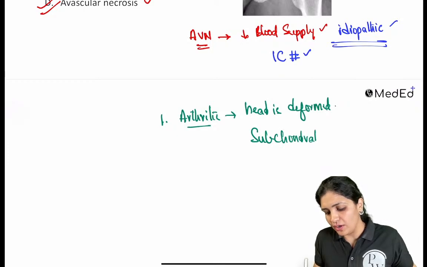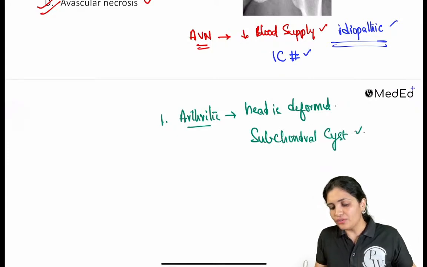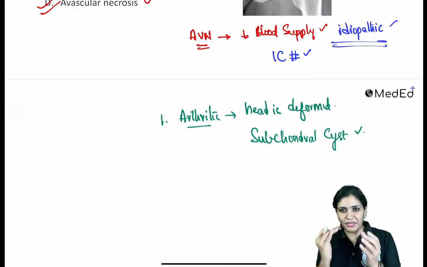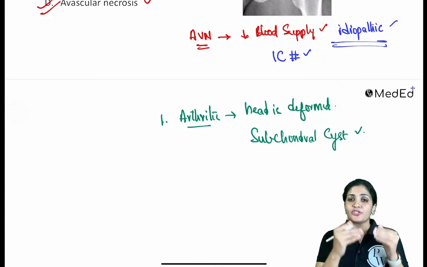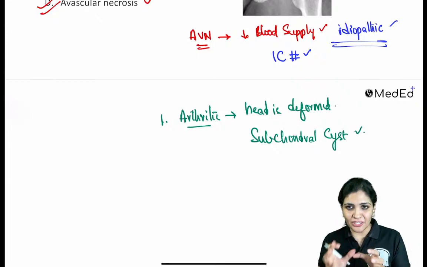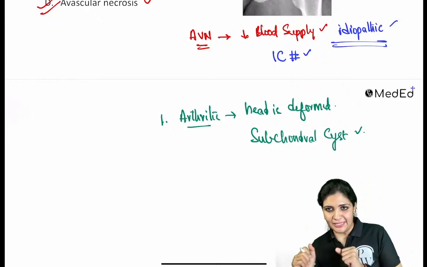You will see what is called the subchondral cyst. So these cysts are nothing but, the cartilage which is present is lost, and now the water gets seeped under the side of the cartilage, which is called the subchondral, and will present as a cyst to us. This is called the subchondral cyst, right?